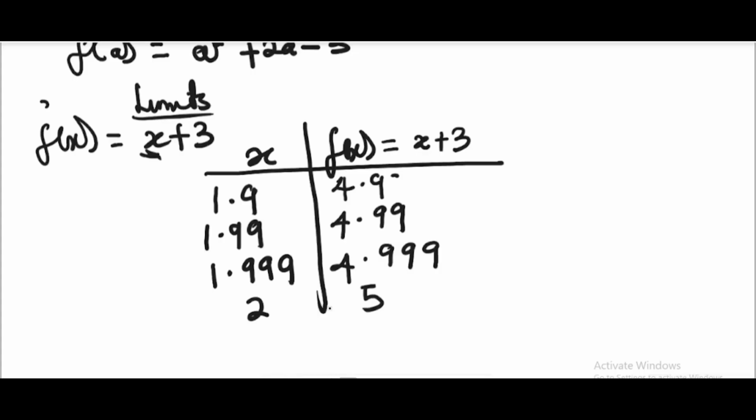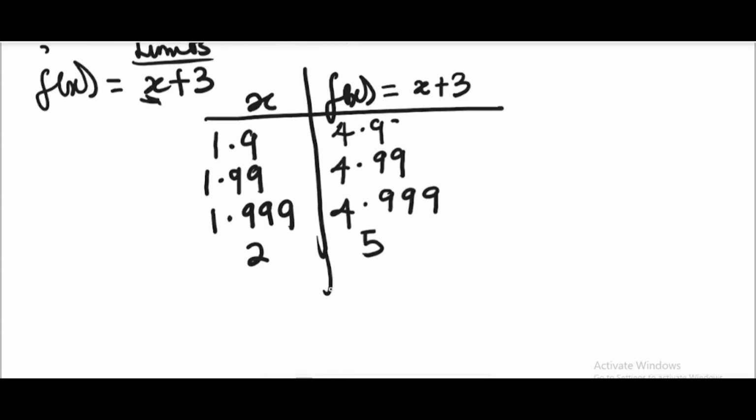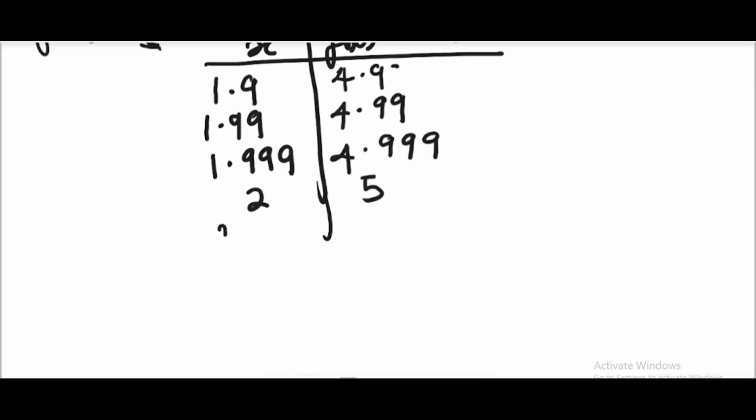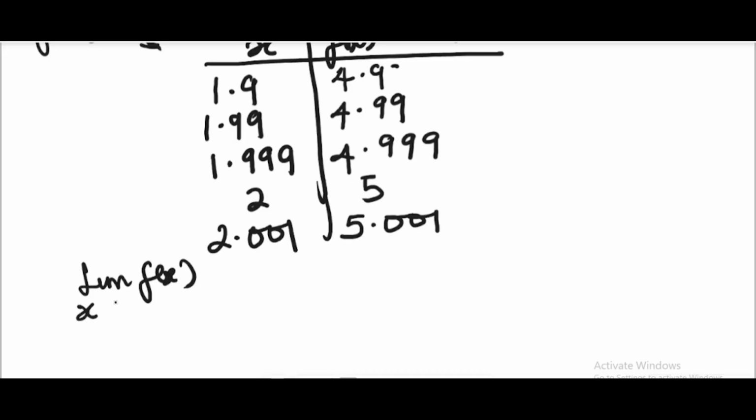But then if x is 2, what do you have? You have 5. Okay, so now what if x is, let's say, 2.001, for instance, you also have 5.001. All right, so as x approaches 2, the function f of x approaches 5. Therefore, we say that limit of f of x as x tends to 2 is equal to what? Is equal to 5.